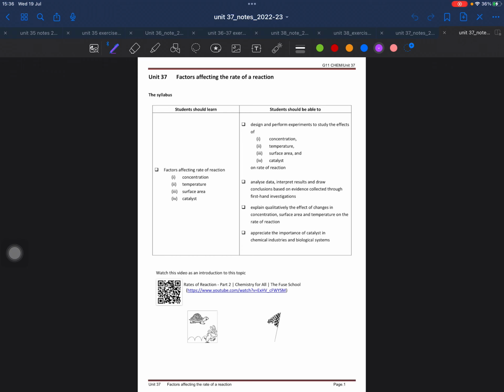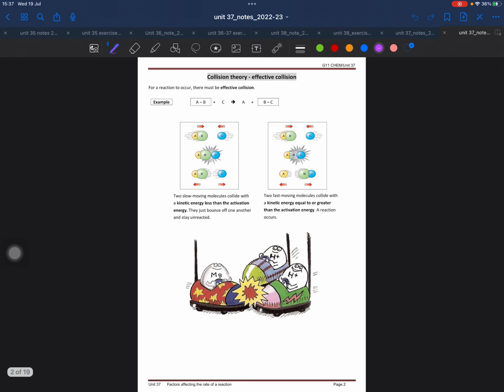So in Unit 36, we have studied how to measure the reaction rate. Now in Unit 37, we are going to study why some reactions get faster and some reactions get slower. Is there any reason behind to galvanize the reaction rate? Yes. Before we start our discussion, let me introduce a scientific theory, called collision theory.